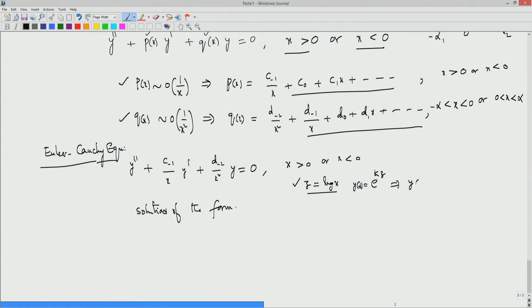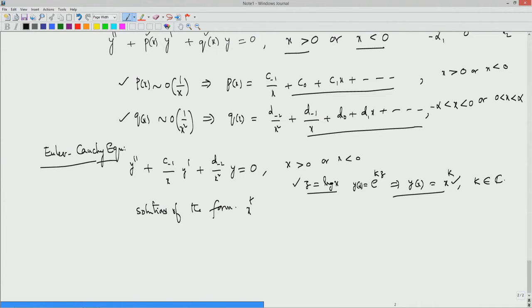So, that will give you y(x), as z equal to log x. If you put it, this is simply x power k. So, k is some constant. k can be even a complex number. So, you do not know exactly what to do. So, k is a scalar. So, you have solutions of this form, x power k, for this Euler-Cauchy equation.